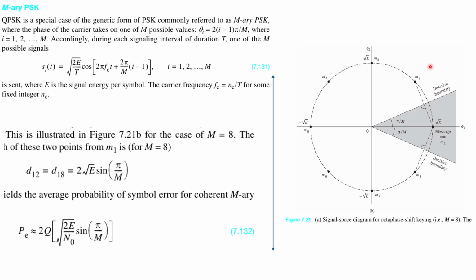So for 4 bits, like 2 bits, we have seen that the angle gap was 90. For 8 bits, now the angle gap will be only 45. So that is why this one is important here. M is the number of bits that we are using. Suppose for the case of M equal to 8, again you can find out the probability of error for M-ary PSK. That will be twice of divided by N naught into sine of pi by M.